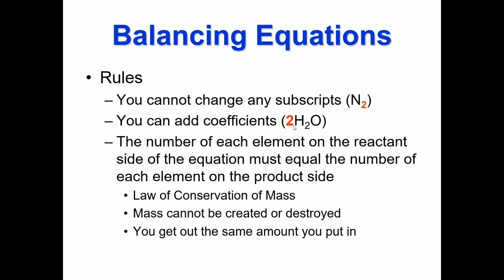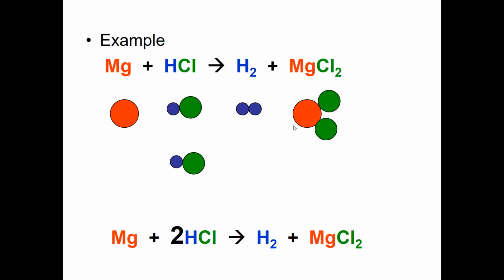As you'll see in the following examples, like here, magnesium was by itself, but on the product side of the reaction, it's a part of a compound. Whereas hydrogen was part of hydrochloric acid, but on the product side of the reaction, it becomes hydrogen gas. So it will change form, but you should still have the same number of each atom.